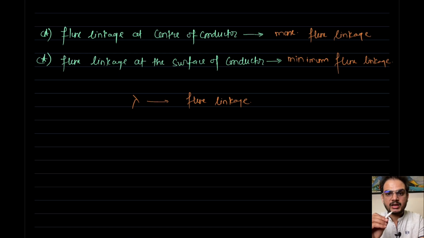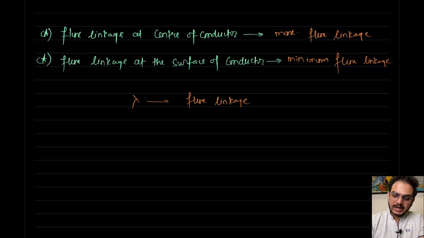Okay, why am I saying that? Because all the flux lines start from the center of the conductor in a concentric manner. That we will study in the EMF concept. But for the time being, just remember, according to electromagnetic field theory, at the center of the conductor flux linkage is maximum, and at the surface of the conductor flux linkage is minimum.